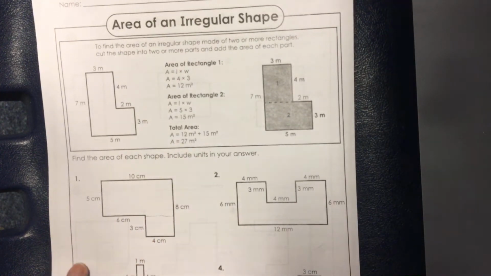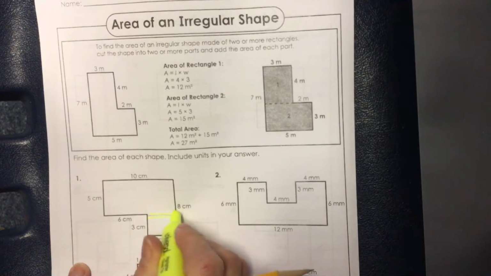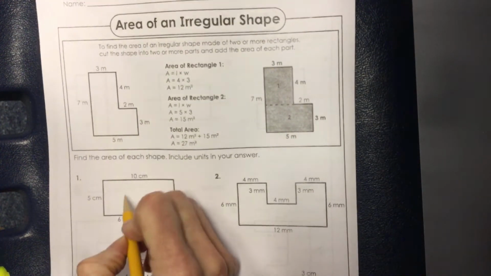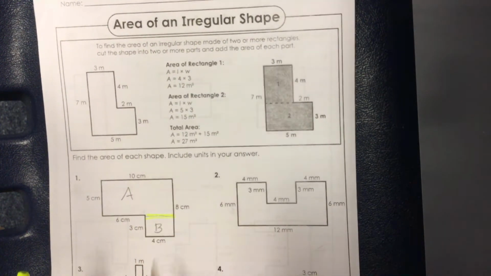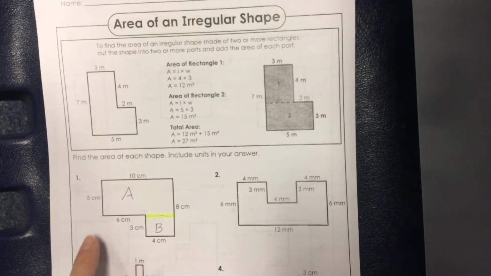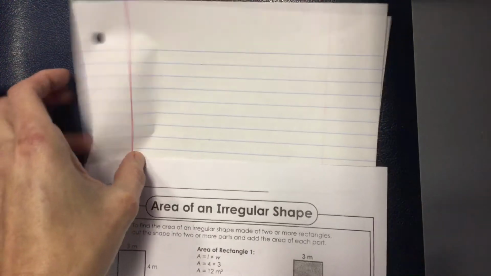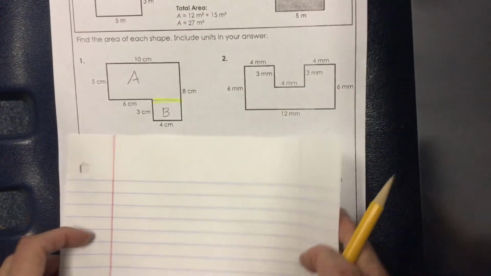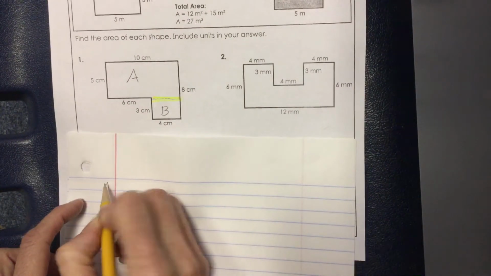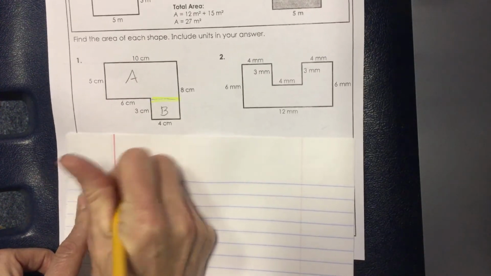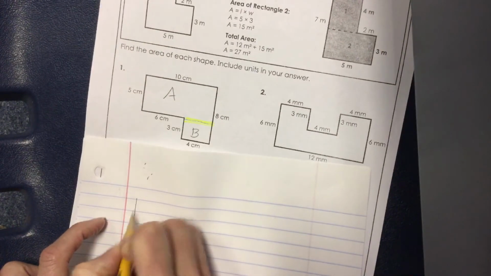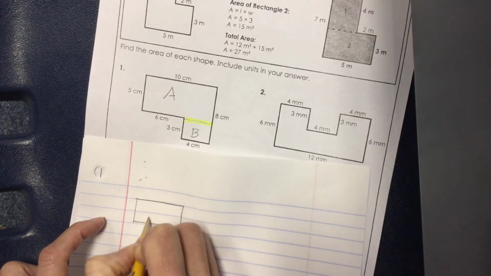And then I like to highlight where I have broken the figure apart, make a little dotted line, and name them figure A and figure B. So if I take a look at figure A, what I do then is go to my notebook paper and I'm going to draw figure A. Exactly what it looks like there. And then I'm going to label it.